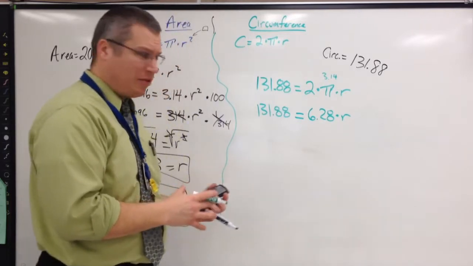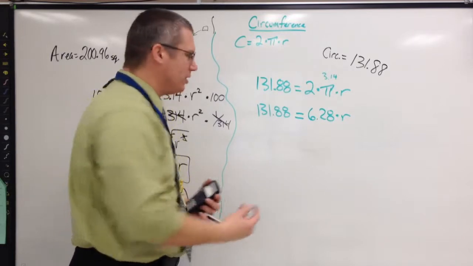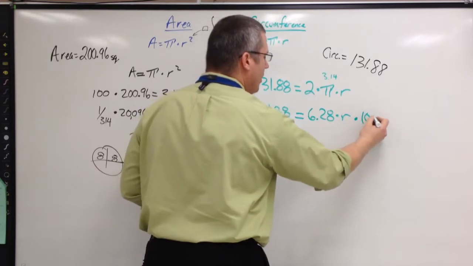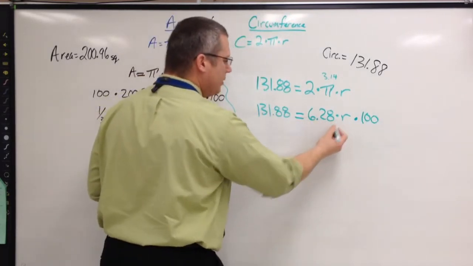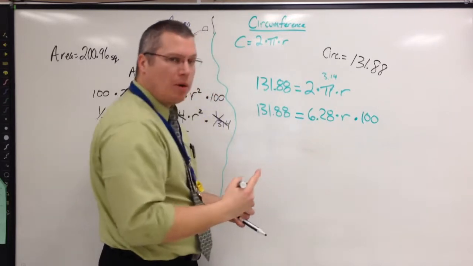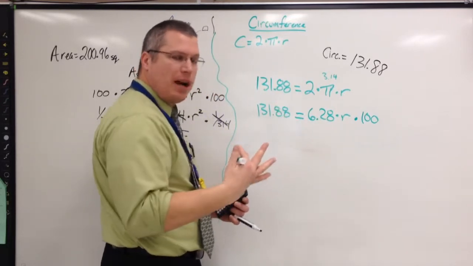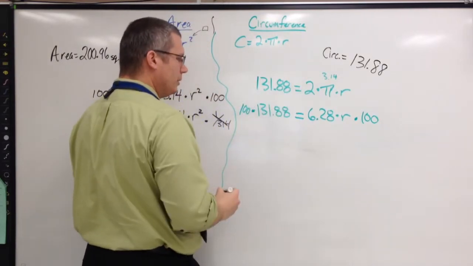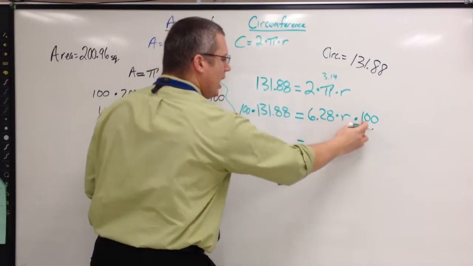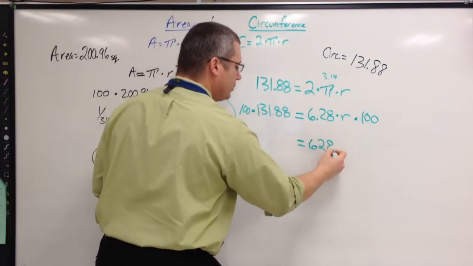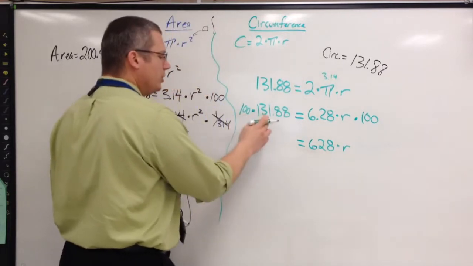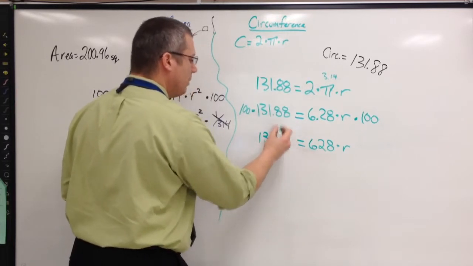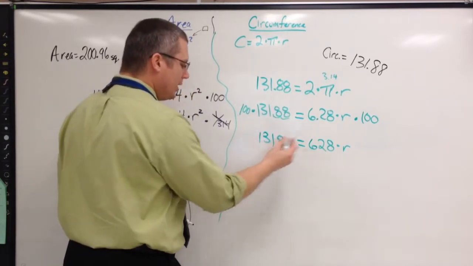I run into the same situation. I have a decimal. I need my decimal to leave. So I'm going to move it twice to the right. How can I do it mathematically? Multiply this side by 100. That'll move it twice. If I wanted to move it once, I would multiply by 10. 3 times, I would multiply it by 1,000. Multiply this side by 100. 6.28 times 100 is 628 times r. What is 100 times 131.88? 13,188, because my decimal moves twice to the right.